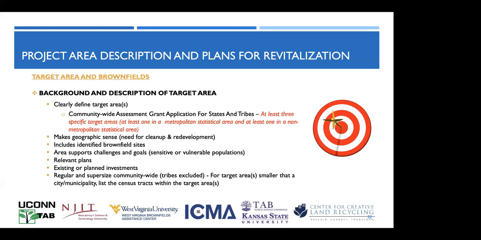For regular and supersized community-wide, this does exclude tribes though, because all those areas are considered to meet the Justice 40 goals for areas that have an undue burden on them. So the target area is smaller than a city or municipality. You want to list the census tracts within your target areas. Next slide, please.